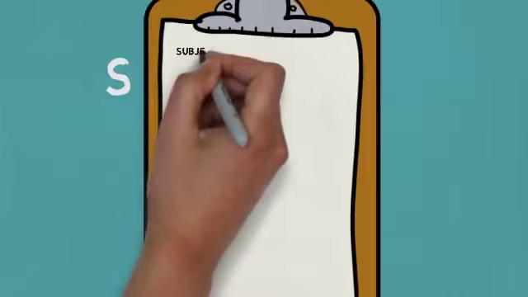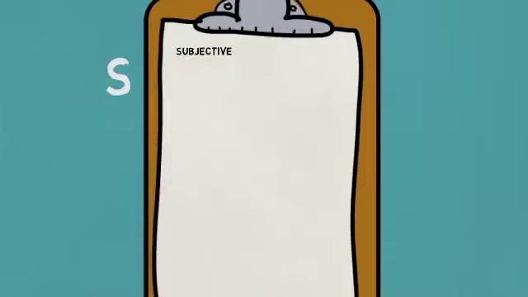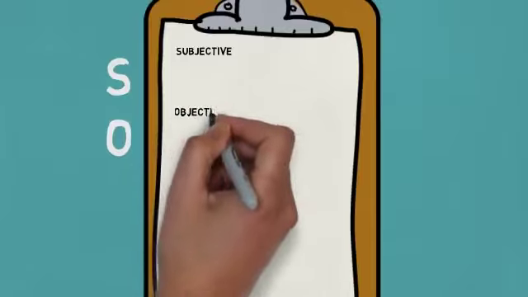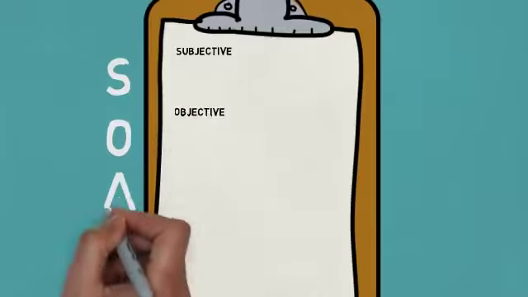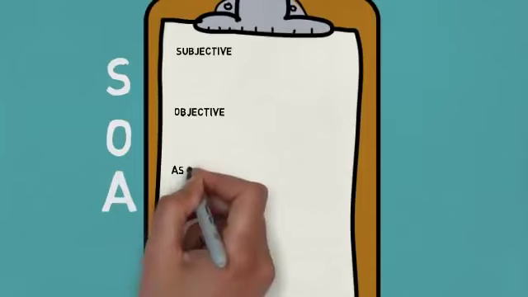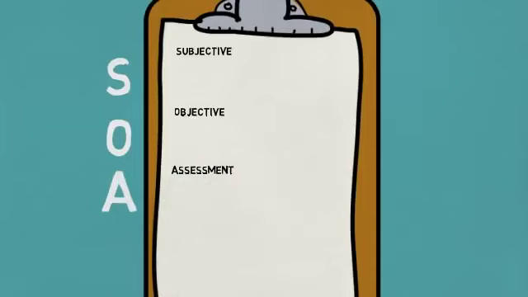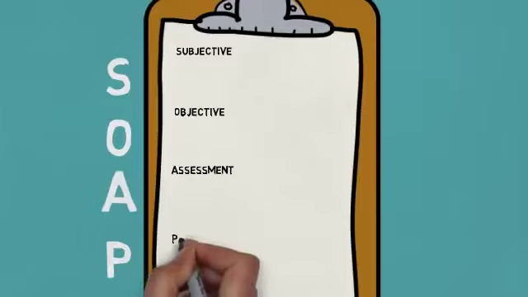There are 4 main parts to the SOAP note, and each part has a couple key subparts. Luckily, the name SOAP is an acronym and reminds you what those parts are. S stands for subjective, O for objective, A is assessment or what you think is going on with the patient, and P is the plan of action.